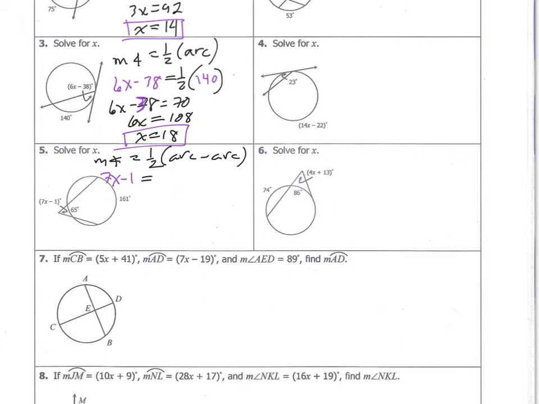is equal to 1/2 times, my bigger arc is 161. My smaller arc is 65. Let's see what 161 minus 65 is. 96, which is easily divisible by 2. So we get 7x minus 1 is equal to 48. Add 1, we get 7x is equal to 49, and divide by 7. We get 7. So not so bad, right?